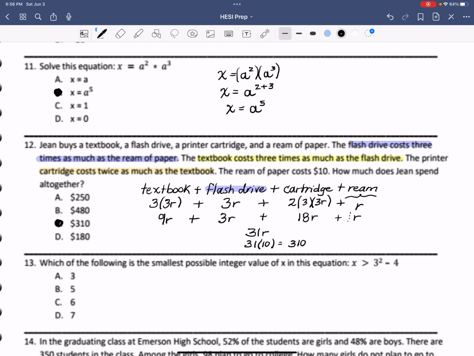This is a very good question, in my opinion. It pulls in a lot of the skills that you've learned in our class.